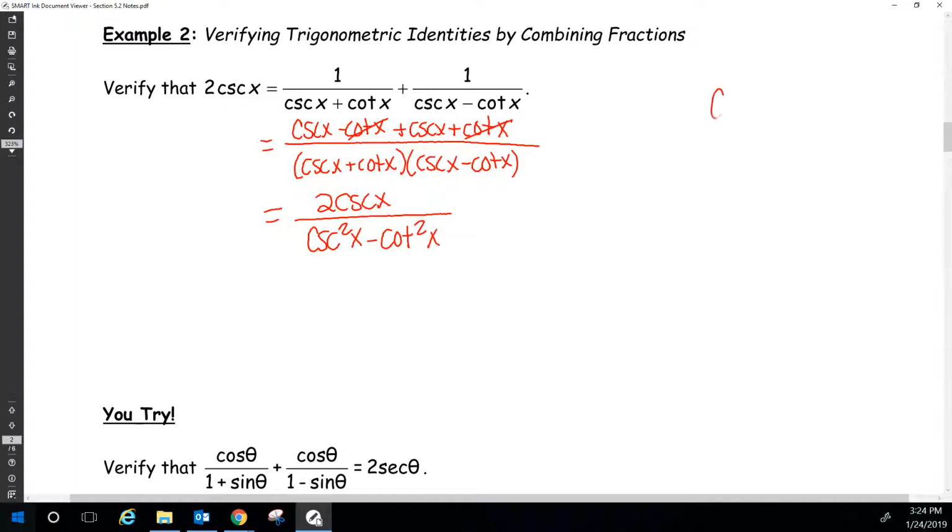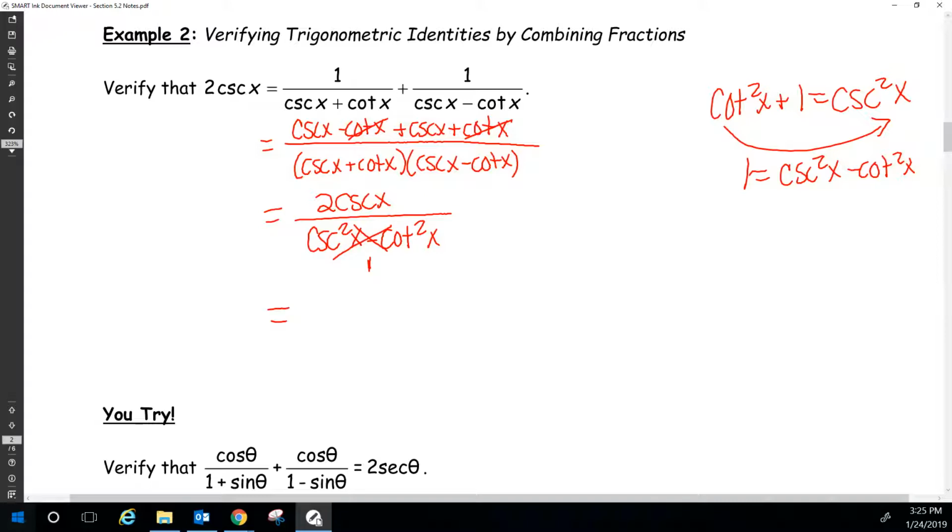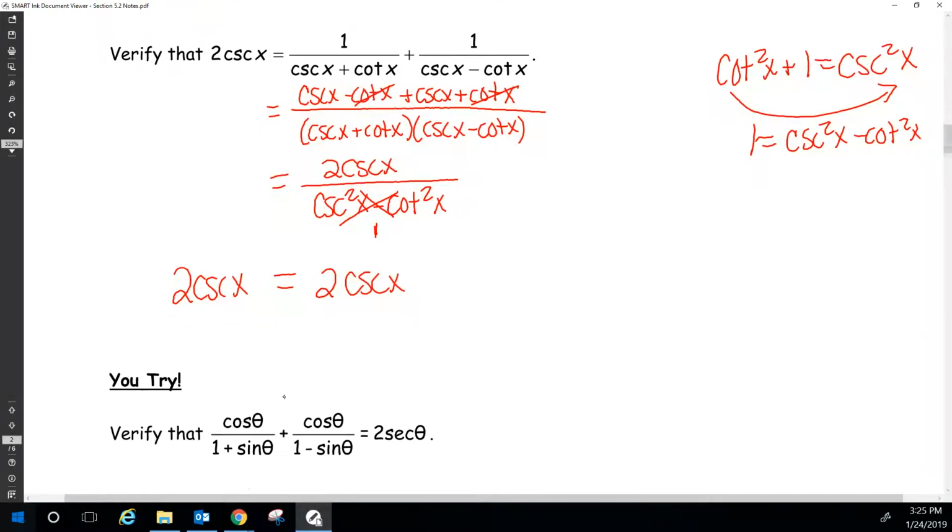Our trig identity that has both cotangent in it and cosecant in it is this one. And I want cosecant squared x minus cotangent squared x, so I'm going to move this guy to the other side. And I get that cosecant squared x minus cotangent squared x is equal to 1. So this guy here on the bottom is just 1. And so we get 2 cosecant x over 1, which is just 2 cosecant x. We're done.